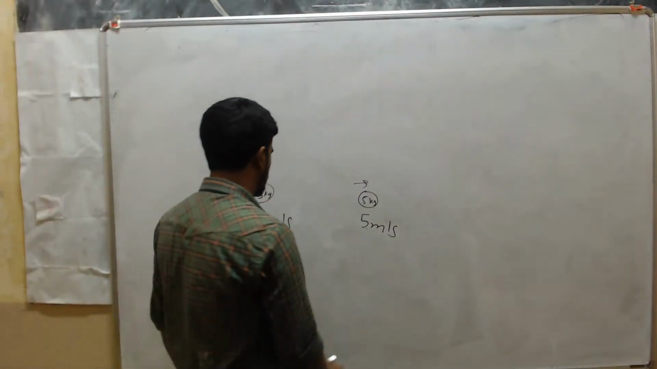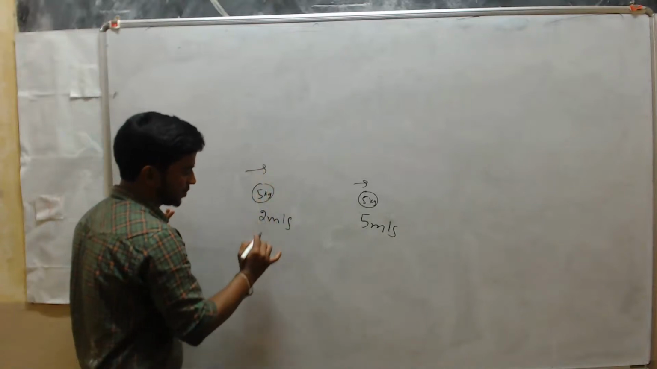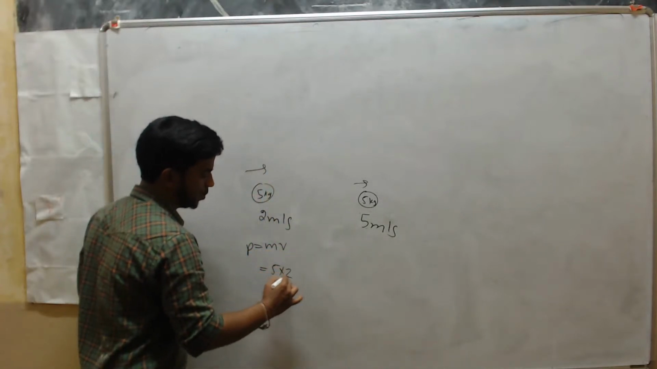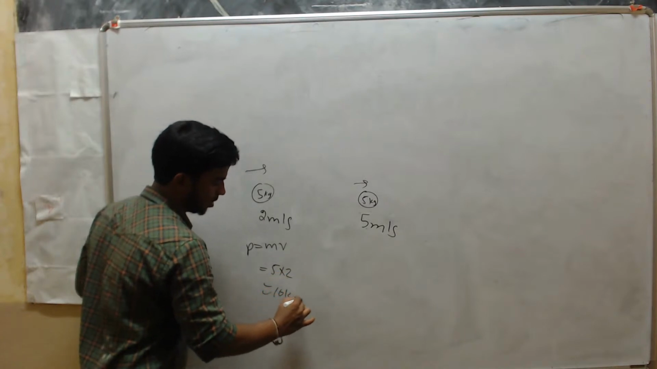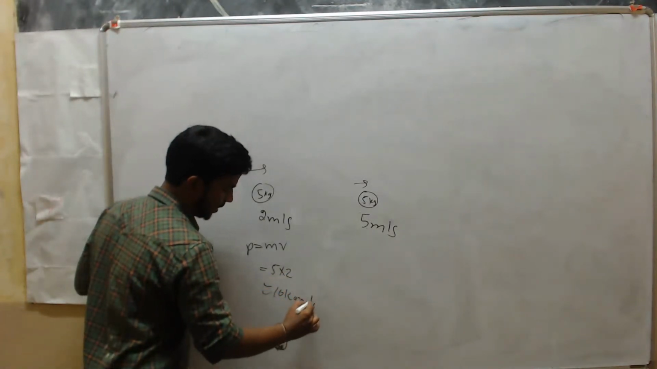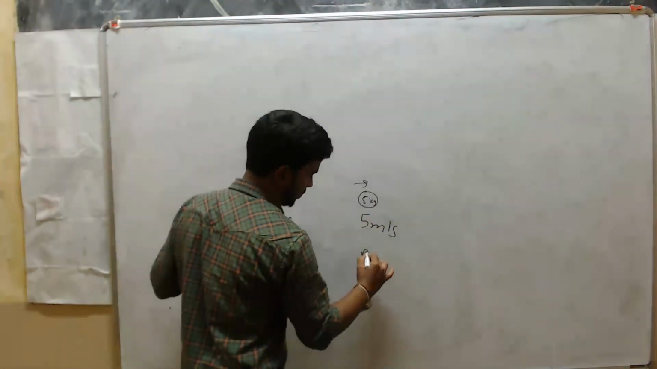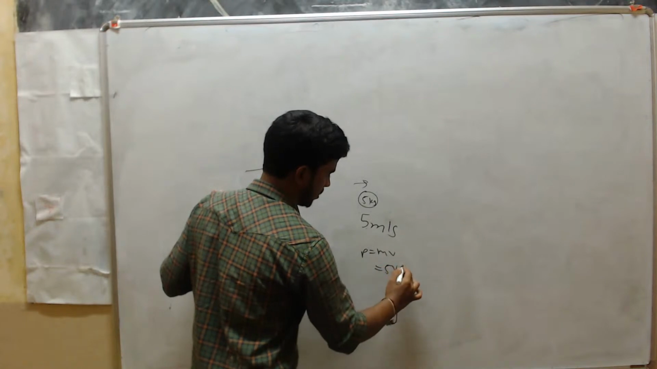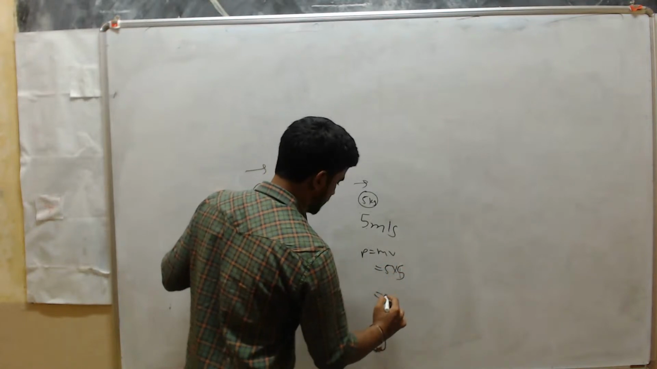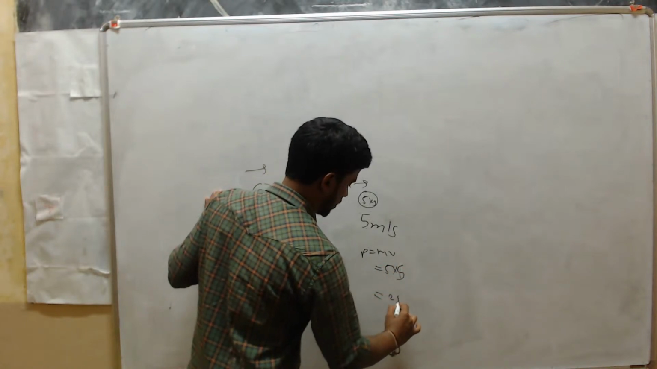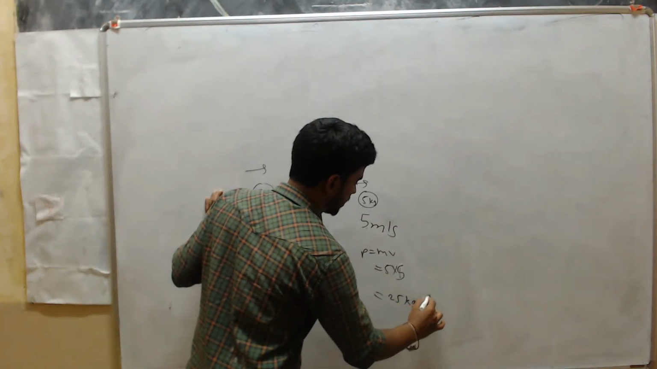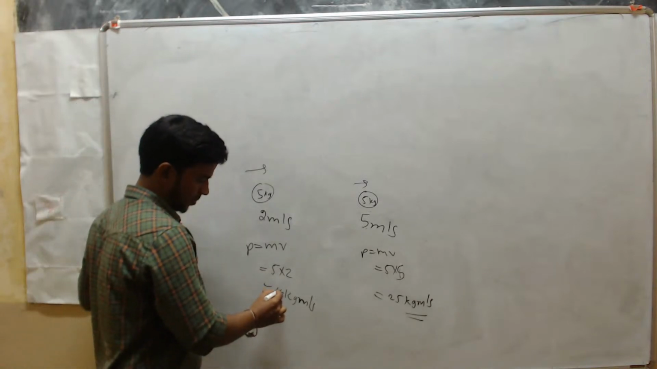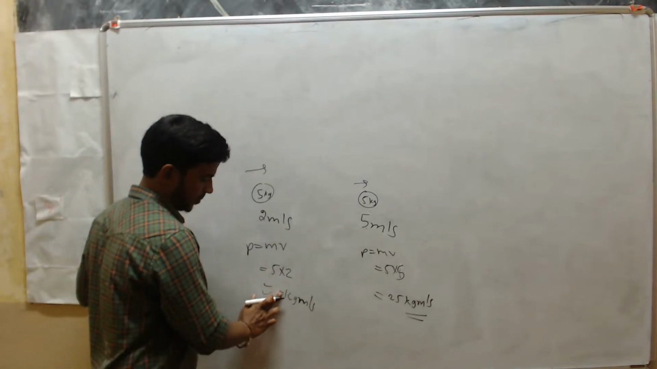Next, see, before the application of force, I calculate its momentum. That is p equals m into v, so 5 into 2, that is 10 kg meter per second. After the force, m into v: mass is 5 kg into 5, so you will get 25 kg meter per second. Just observe here, this is 10.